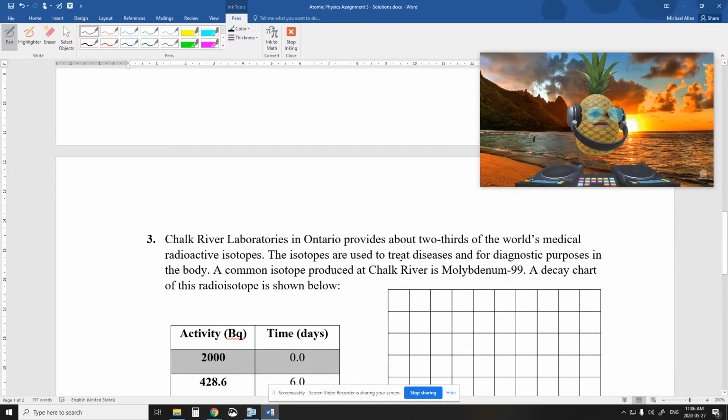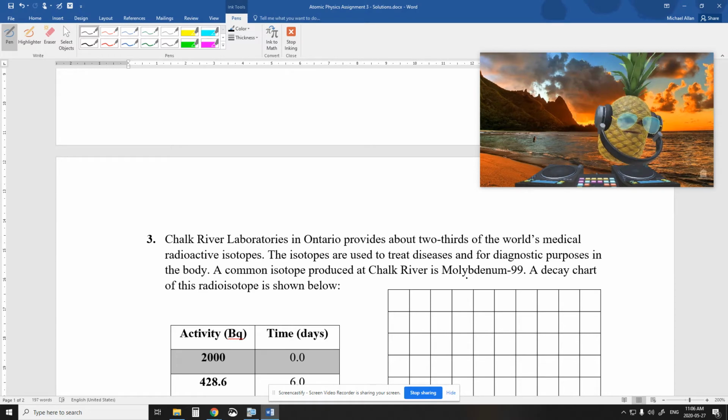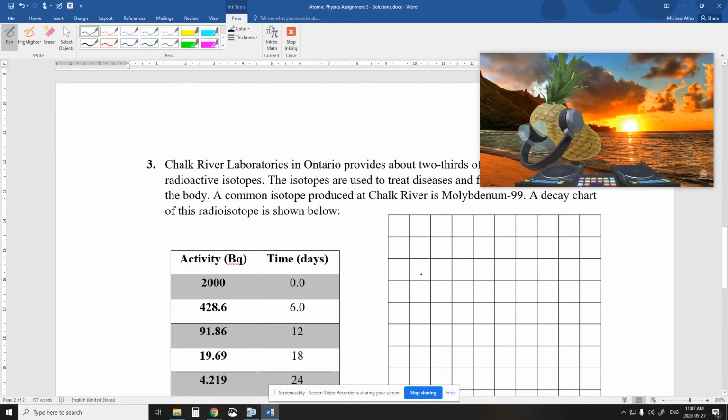Chalk River produces about 2/3 of the world's medical radioisotopes. They use molybdenum. Is that how you pronounce it? Or is that how you spell it? What's Molly 99? Where is that? Oh, it's M-O. Yeah, it is. Cool. I thought maybe I forgot an I, but I didn't. In this case, it's element number 42.